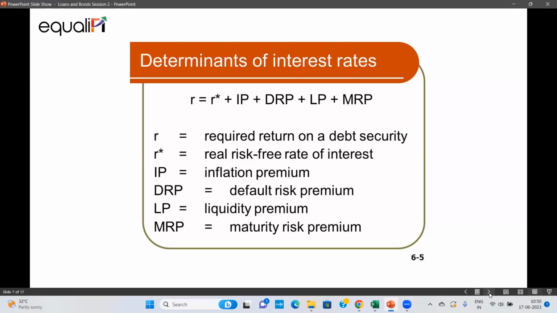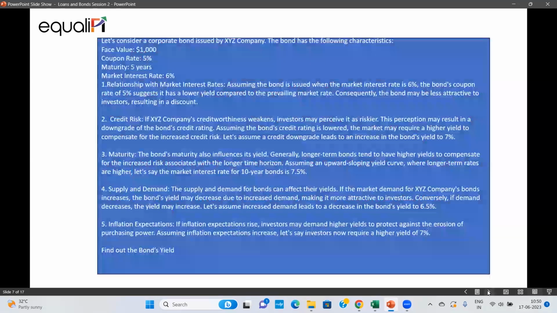Plus inflation premium. So there is something called inflation. When I purchased it, probably the inflation was X and now it is X plus N. So that N is the increase in inflation. I need to be compensated with a premium for that, which is the inflation premium. Next is default risk premium. What if the party defaults in returning me the money? There has to be a default risk premium. Next is liquidity premium. And then maturity risk premium. These are the 5 items which we take into consideration for calculation of a rate of interest.